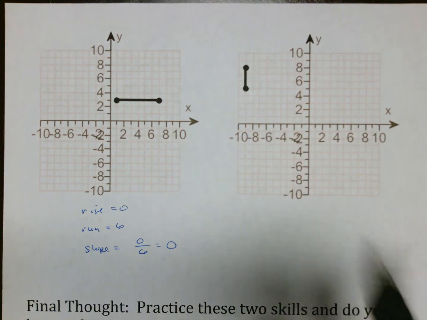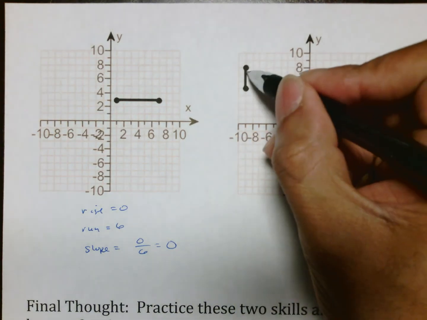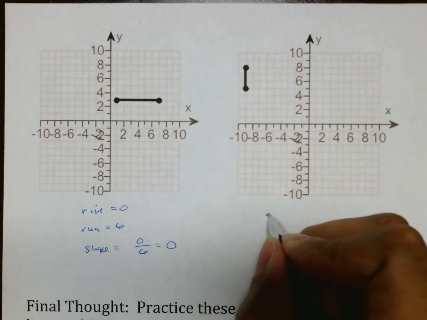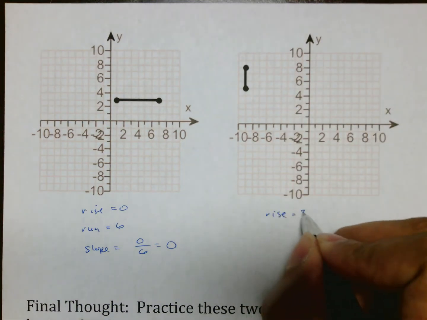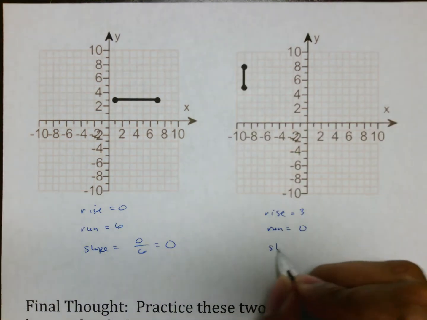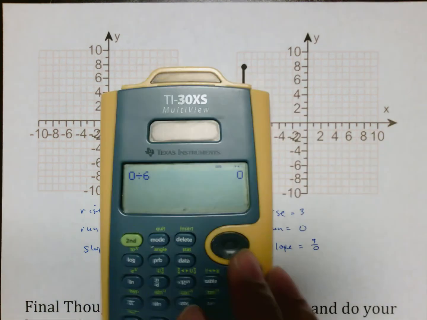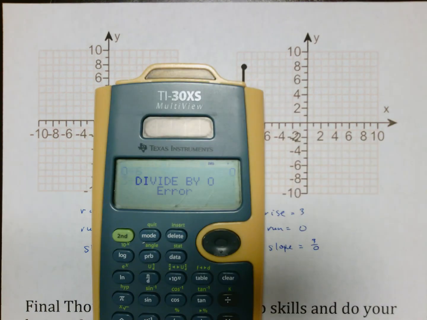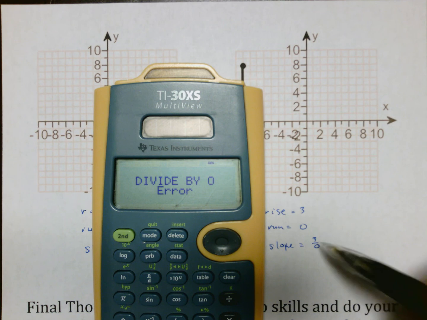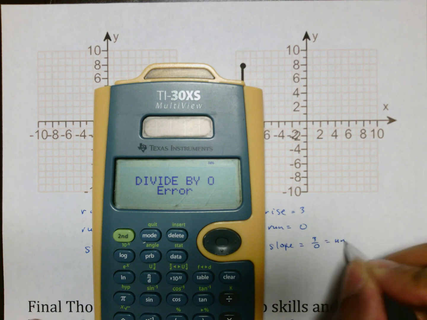On the third tricky problem, your rise is 1, 2, 3. And notice how there's a problem because we don't know where the leftmost point is, but we're just going to go with 3. Your run is 0 because it does not go sideways, which means your slope is 3 over 0. Now, 3 divided by 0 in your calculator says divide by 0 error. That is because it's hard to divide. You cannot divide something into groups of 0 because group of 0 means it doesn't exist, and we obviously know that there are 3 of those. This is undefined.